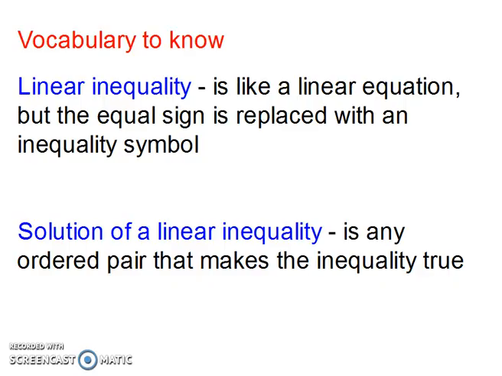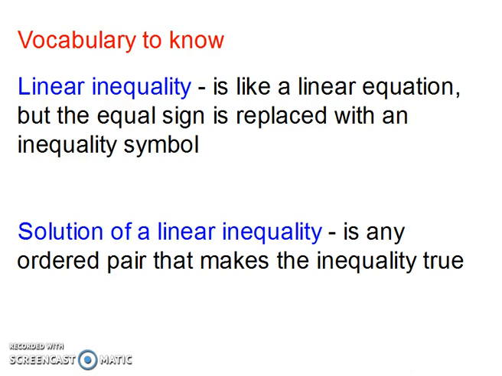A linear inequality is like a linear equation, but the equal sign is replaced with an inequality symbol. The solution of a linear inequality is any ordered pair that makes the inequality true.